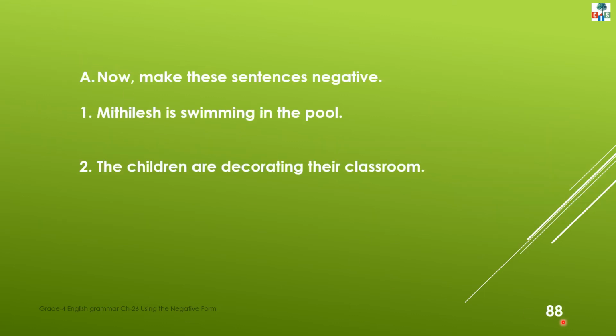See page number 88, exercise A. Now make these sentences negative. Number 1. Mithilesh is swimming in the pool. Now children, first observe in the sentence: is there any helping verb given or not? Yes, there is a helping verb in this sentence. Is. Is the helping verb in the sentence. So what you have to do if there is a helping verb in a sentence, you have to put not after the helping verb. Mithilesh is not swimming in the pool.